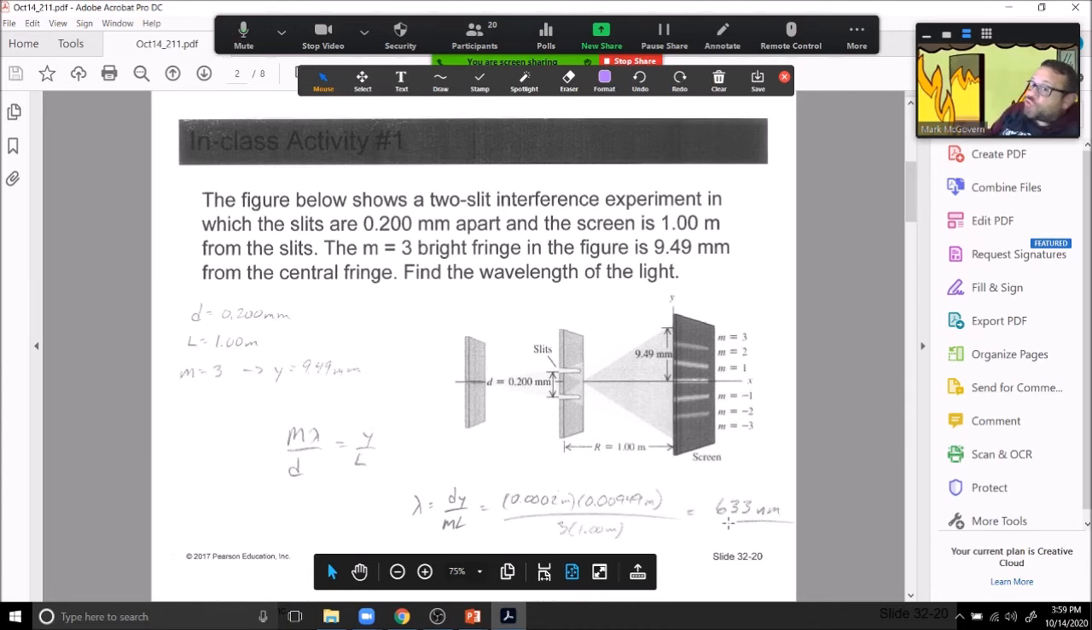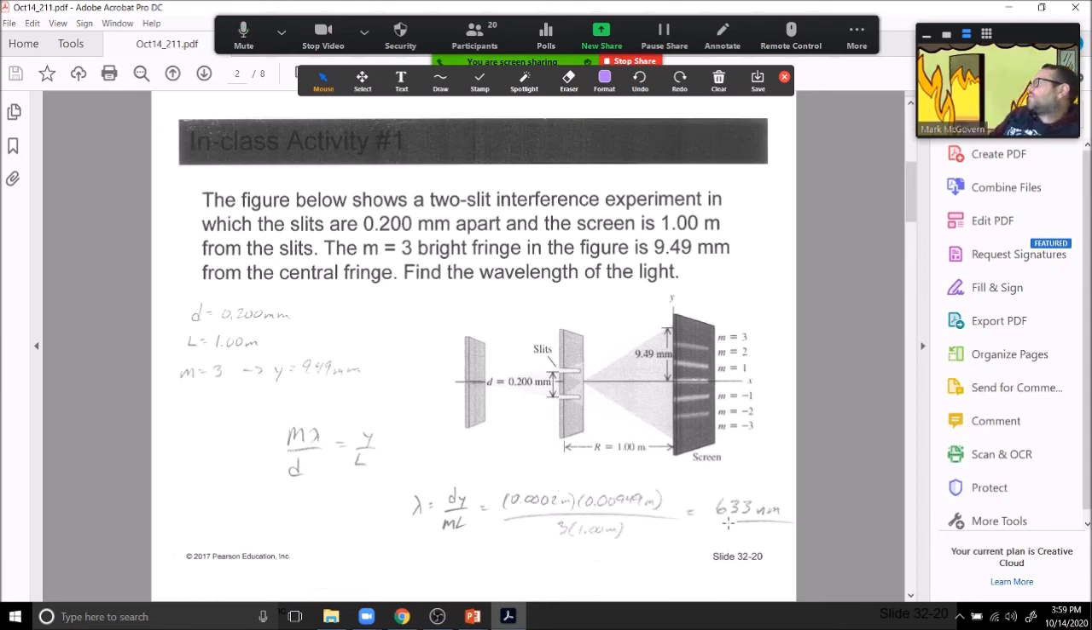which is pretty good red light. 650 or so is red. This is deep red light. This is like your laser, like the laser lights. That's 650 to 700. So this is a softer red. Yeah. Fantastic. Okay, so we're just gonna keep going on here.